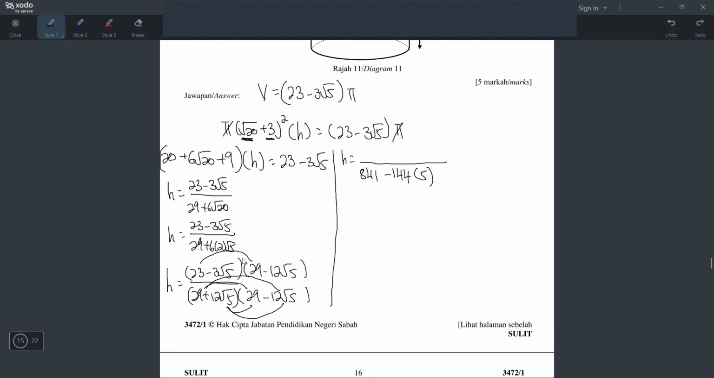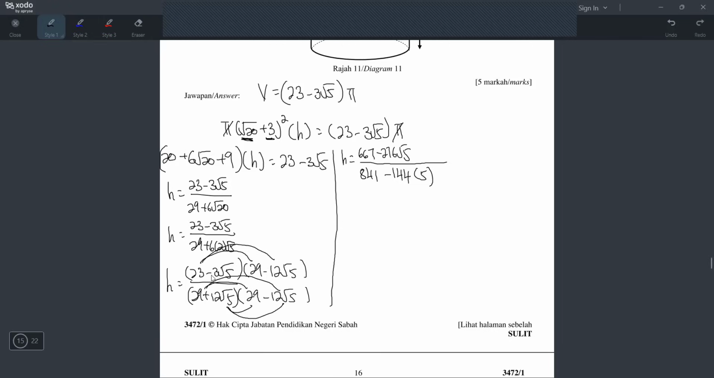23 times 29. Let's press calculator. 667. So just write it 667. And then 23 times negative 12 square root of 5. Remember, the number can only times with number. So the 23 cannot times 5. It can only times 12. So 23 times 12, I get 276. So the answer here will be negative 276 square root 5.